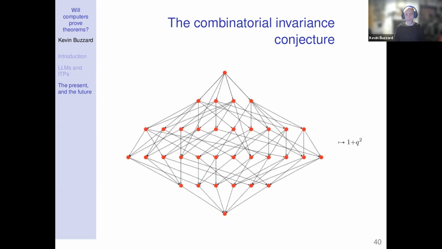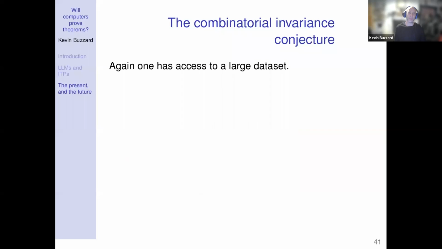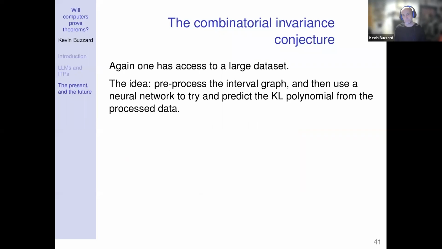So here's an example. The symmetric group is S8, and there's the Bruhat interval graph associated to two permutations on a set of 8 elements. And the idea is that somehow you're supposed to get from that graph to the polynomial 1 plus q squared. That's the question. And again, you can make many, many examples. You can make a large data set, and you have to try and figure out which parts of the graph are relevant. And you train your neural network.